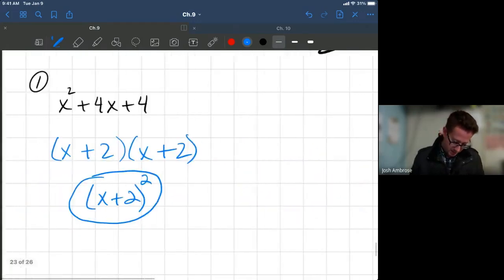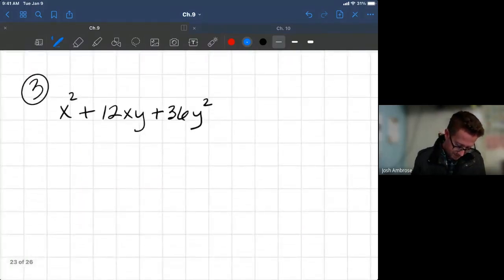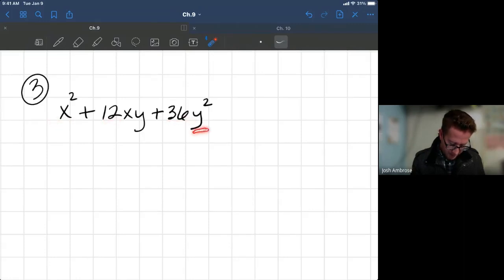All right, let's do our next one. Let's pay close attention. We can't factor anything out. But just because we have another variable and it's squared doesn't mean that anything changes. X squared is perfect. 36 is perfect. Y squared is perfect. And the second sign is plus. It still meets all of the same parameters.